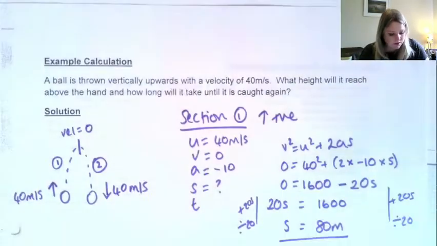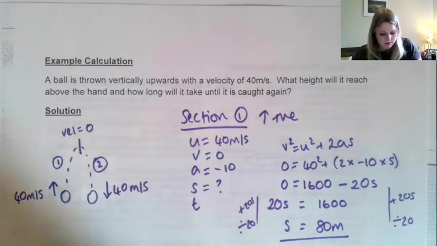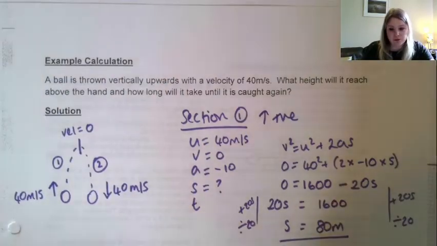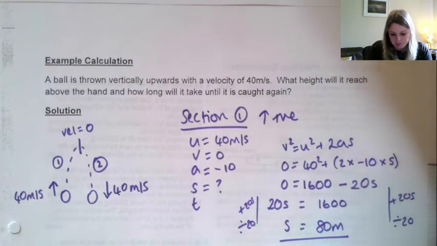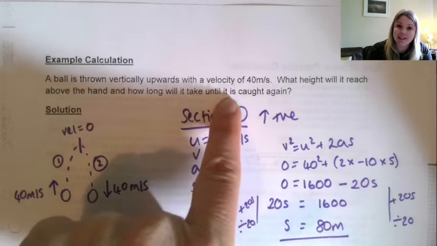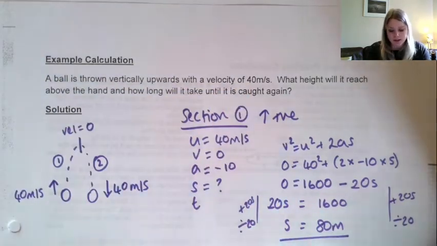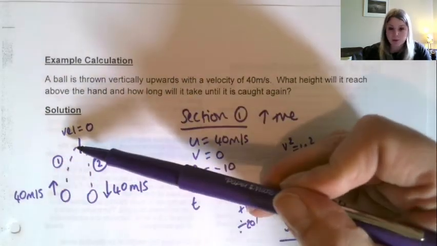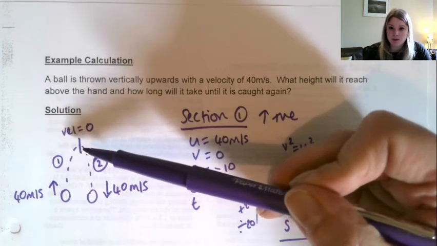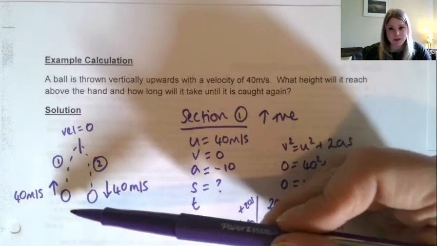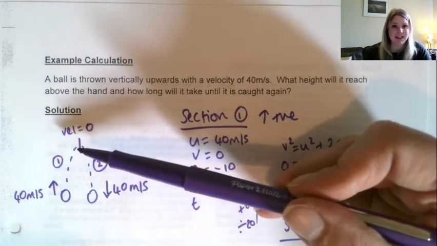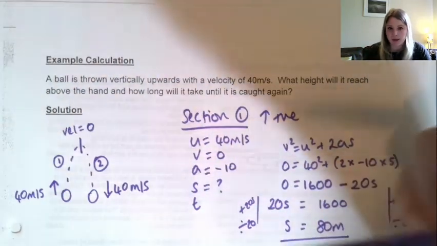Imagine throwing something 80 meters up in the air. I don't know, is that possible? Not for me. Right. How long will it take until it is caught again? So if we just calculate the time up until the top, then all we have to do is multiply it by 2 to get the total time, because that'll give us the time up to the top, and it's going to take the exact same amount of time to come back down again.